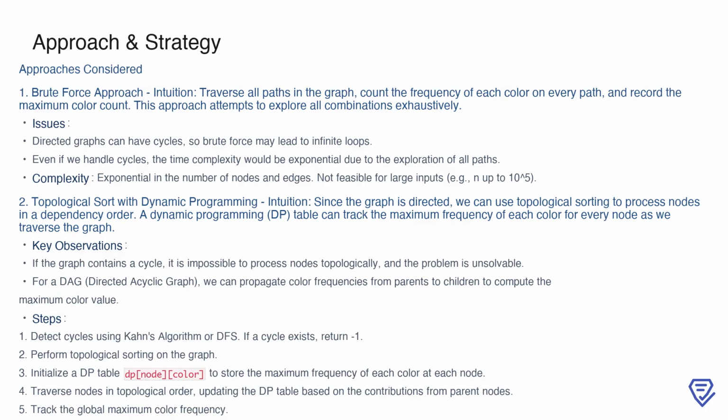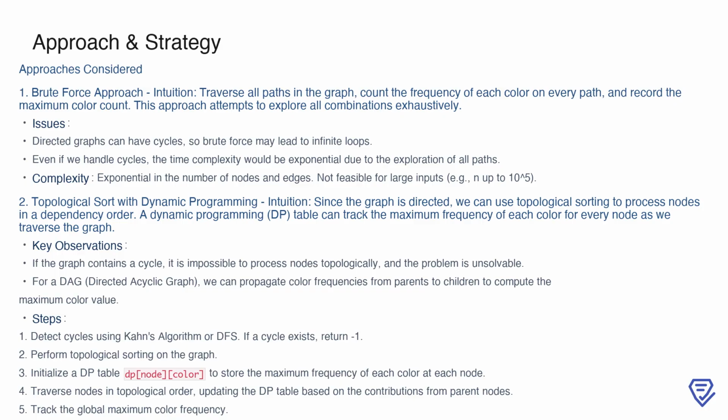Even if cycles are managed, the sheer number of paths in a graph leads to exponential time complexity, making this method impractical for large inputs where the number of nodes can reach up to 100,000. Instead, we focus on a more efficient method, using topological sorting combined with dynamic programming.